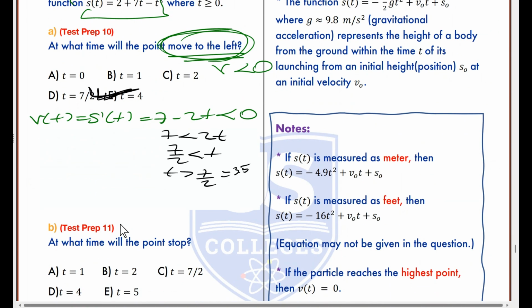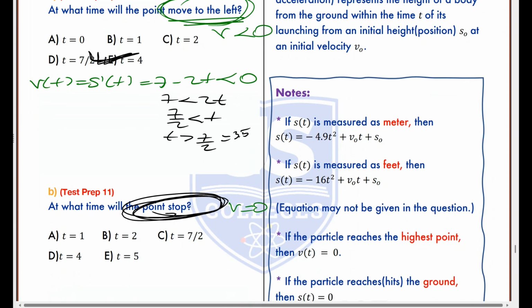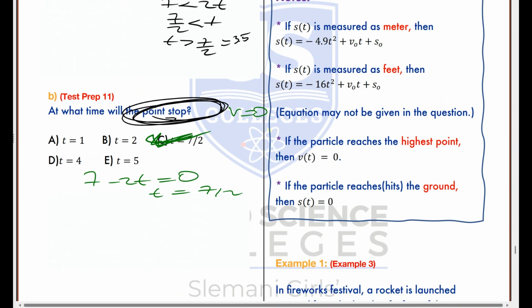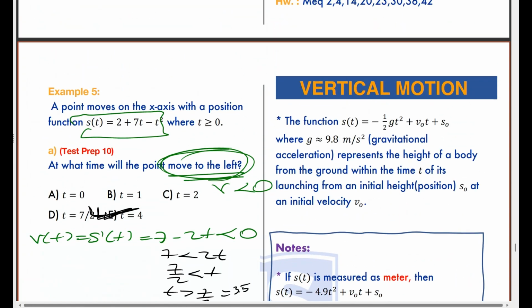The next test prep question is asking about the time when the point stops. When the point stops, what happens to the velocity? Velocity becomes 0. So just equalize the velocity to 0. What was the velocity? 7 minus 2t. We already found it. You set 7 minus 2t to 0, which makes t 7 over 2. Option C. Alright, so we solved every type of question about horizontal motion.